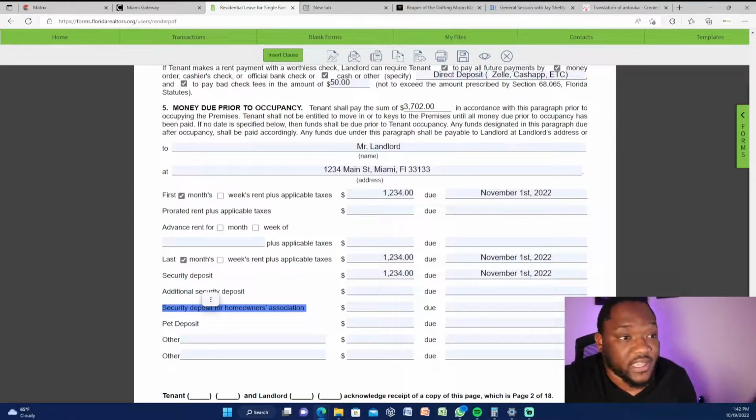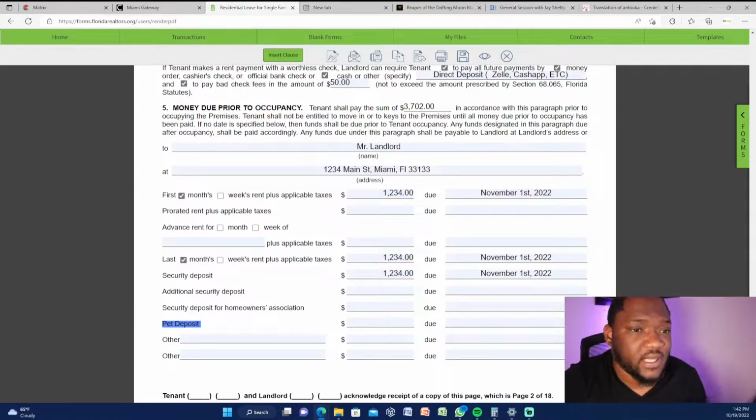If there's an HOA deposit, make sure you put that there, with the due date. And even if there's a pet deposit, make sure that this part right here is filled out thoroughly so that your tenant or your client can be fully protected when they give their money to the landlord or potentially to you, depending on the situation that you're in.